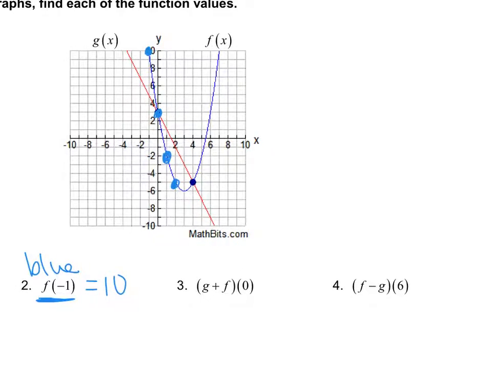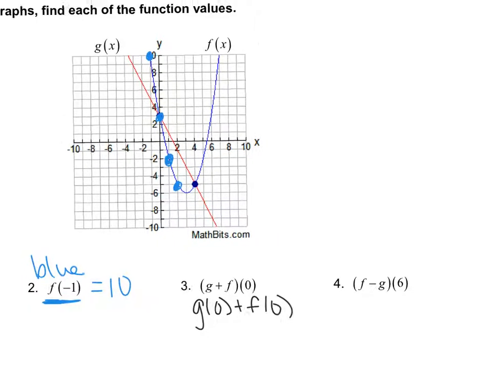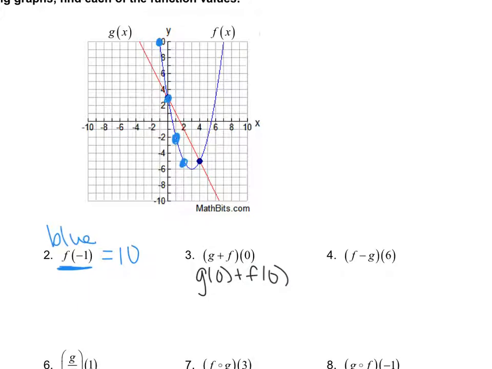For the next couple examples, we are just going to be doing function operations. When it says g plus f of 0, let's rewrite this as g of 0 plus f of 0 so that you can see where the two numbers of the functions come from. First, let's do g of 0. I go to where x equals 0, which is here, and I go find the red function, which is 3. And while we're looking at this, I can also go find the blue function, and that is also 3. So I have 3 plus 3, which gives me 6.